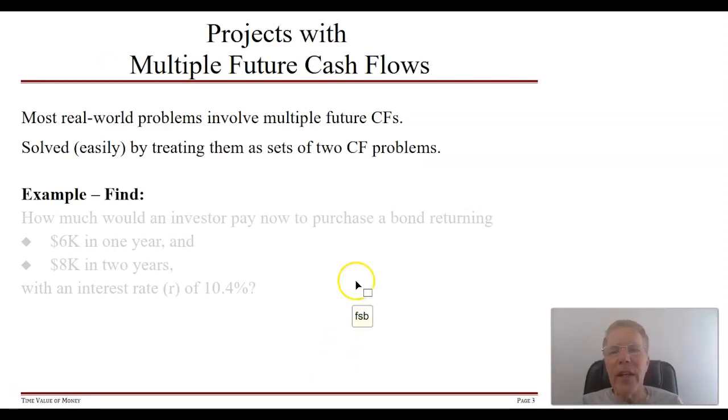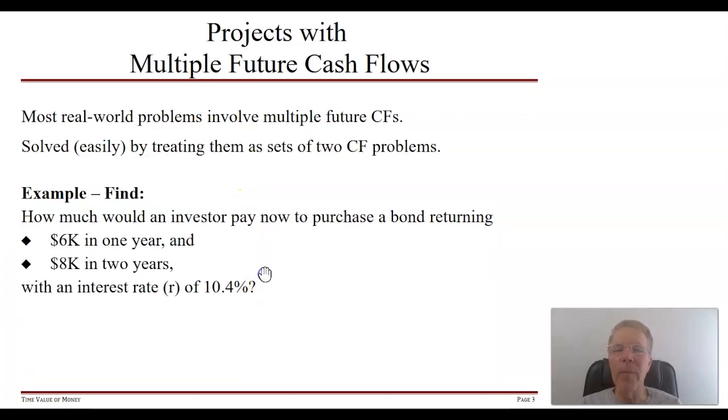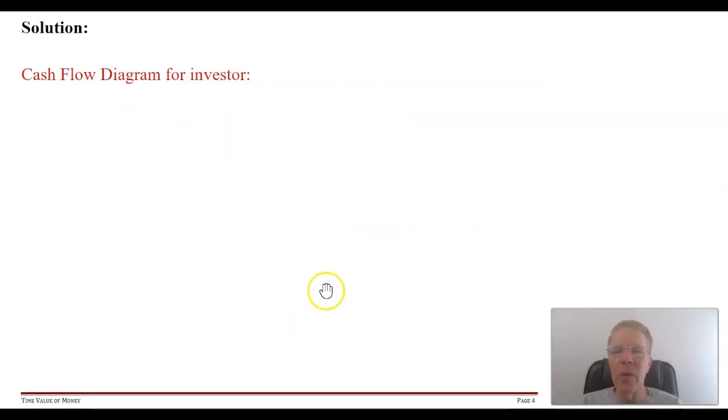All right, so like I just said, most problems involve more than just two cash flows. So we call these problems multiple cash flow problems. And more good news here is that we can solve these really easily by just treating them as sets of two cash flow problems. So let's jump right in with an example as usual. How much would an investor pay now to purchase a bond returning $6,000 in 1 year and $8,000 in 2 years if there's an interest rate on the bond of 10.4%? So let's see what we can do with this one.